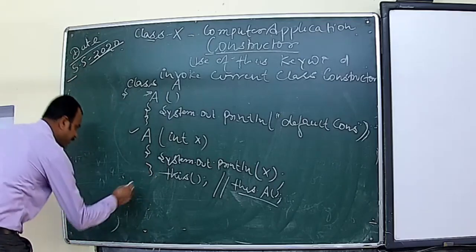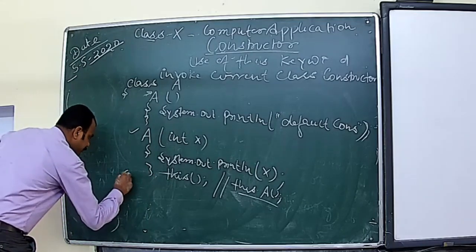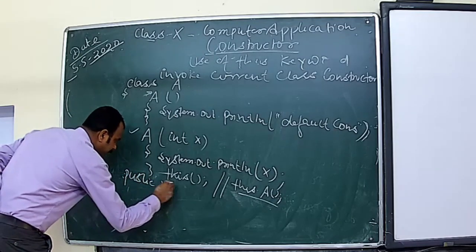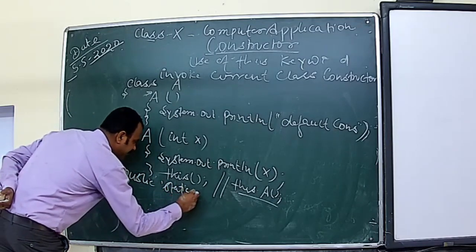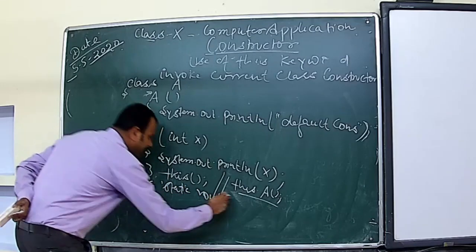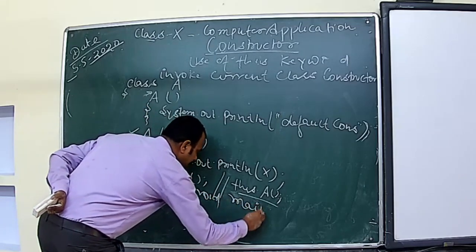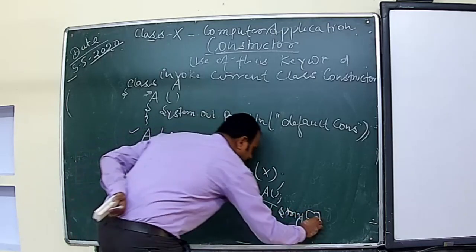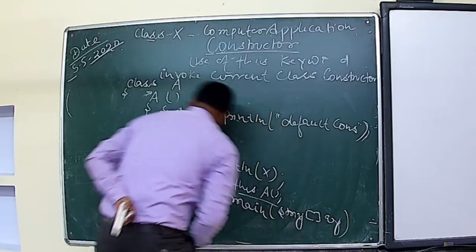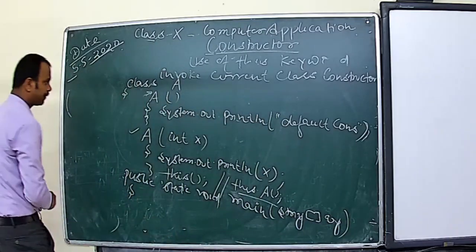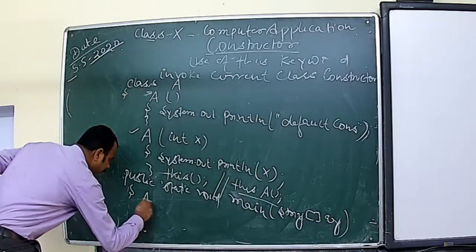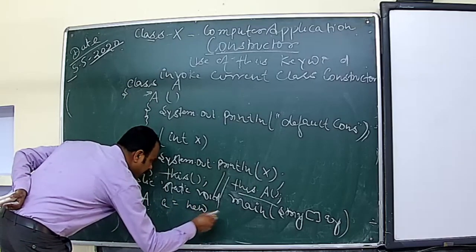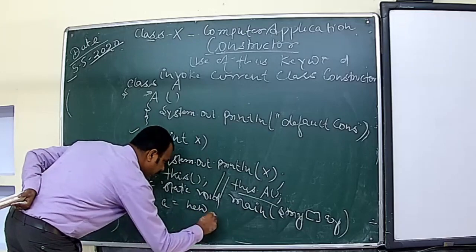Let us create an object for this class. So public static void main, String arguments, A equals new A.